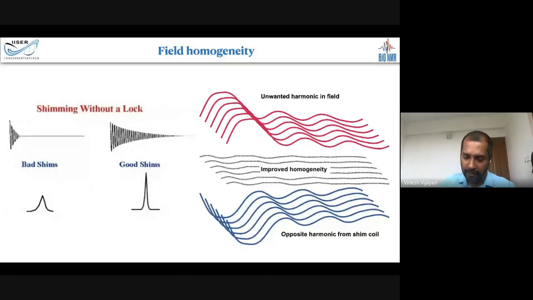We can do that automatically. This is on the RF field, not on the B0 field. Okay, this is on the RF field. The RF should also see the same field across the sample.